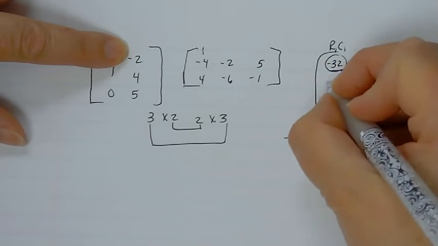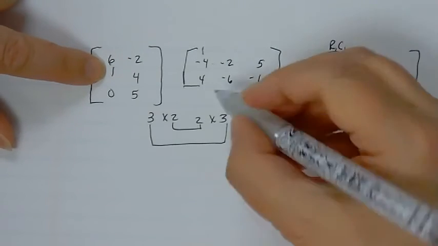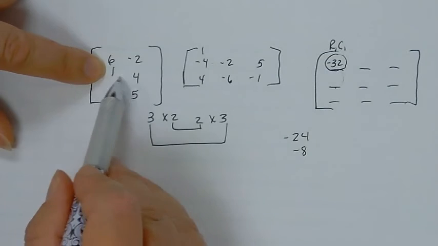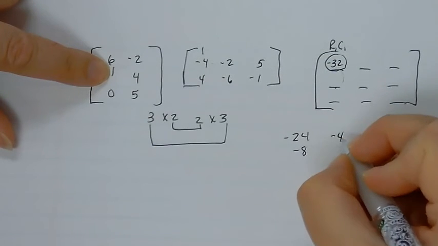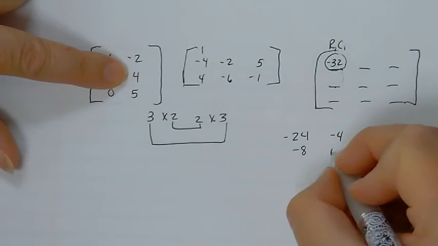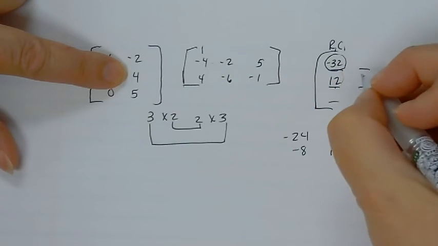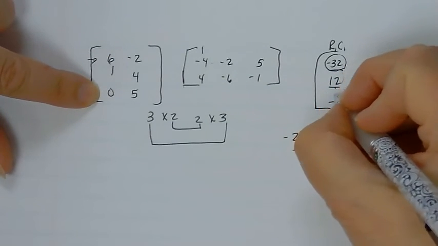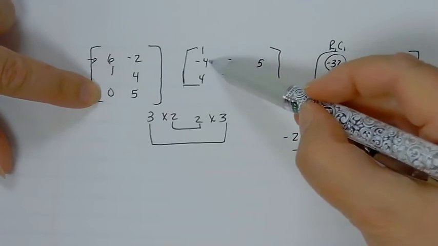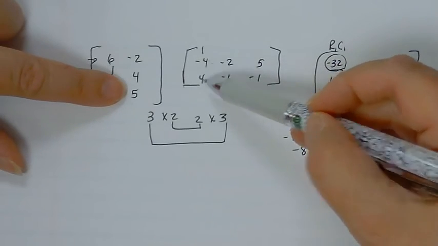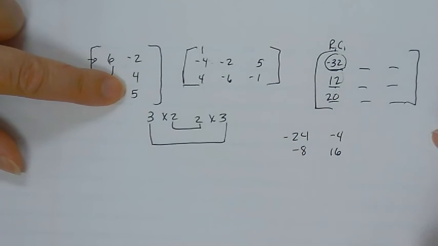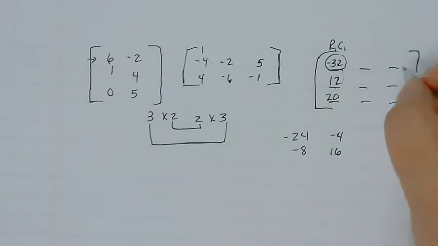And then I'm going to go to this spot. This is row 2, column 1. So row 2, column 1. 1 times negative 4 is negative 4. 4 times 4 is 16, so I'll put a 12 there. This is row 3, column 1. So 0 times negative 4 is 0, and 5 times 4 is 20. And you'll get to where you can start doing these in your head.